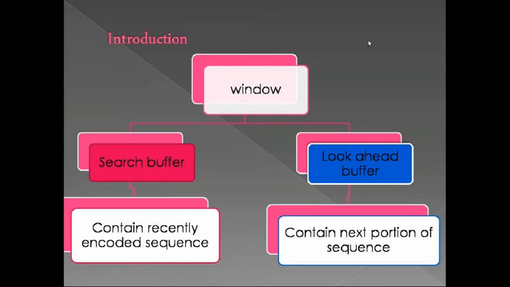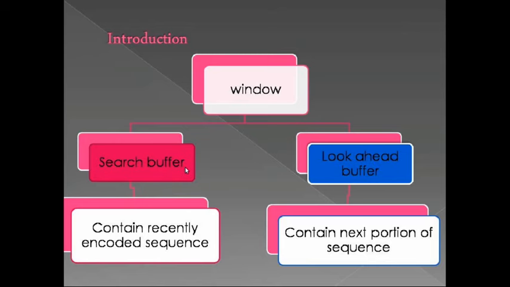So the look ahead buffer contains only the next portion of the sequence. It means the alphabets from the sequence that are not encoded yet are placed in the look ahead buffer. And the search buffer contains the recently encoded sequence. That means the alphabets which are encoded successfully are placed in the search buffer.